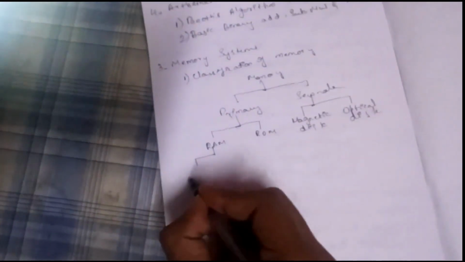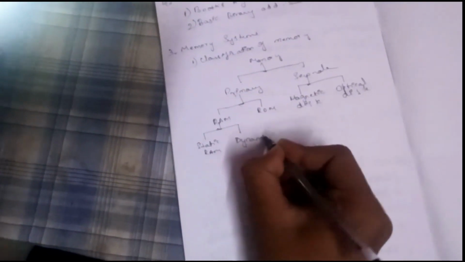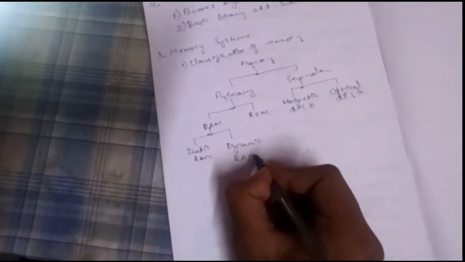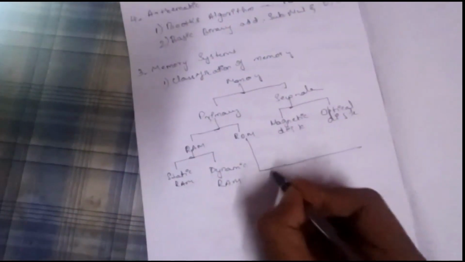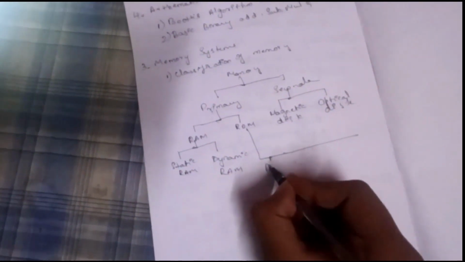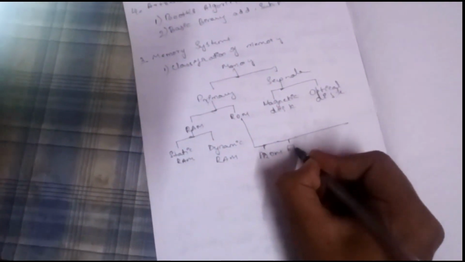In RAM, there are static RAM and dynamic RAM. In ROM, there are programmable ROM, PROM, and electrically erasable programmable ROM, EEPROM, and this is flash. Yes, this is the classification of memory.